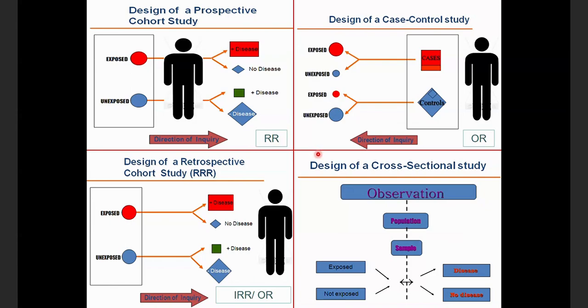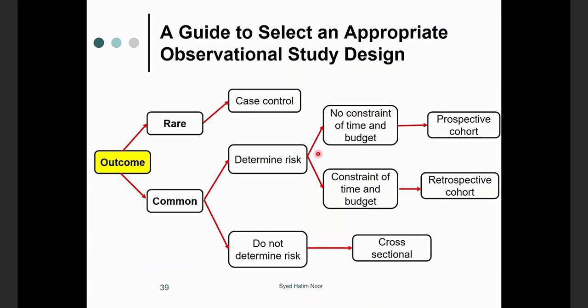So I give you another flowchart. It's a guide to select an appropriate observational study design. Start with the outcome. Look at the outcome first. Is the outcome rare or common? If the outcome is rare, then you know already: automatically it is a case control study.